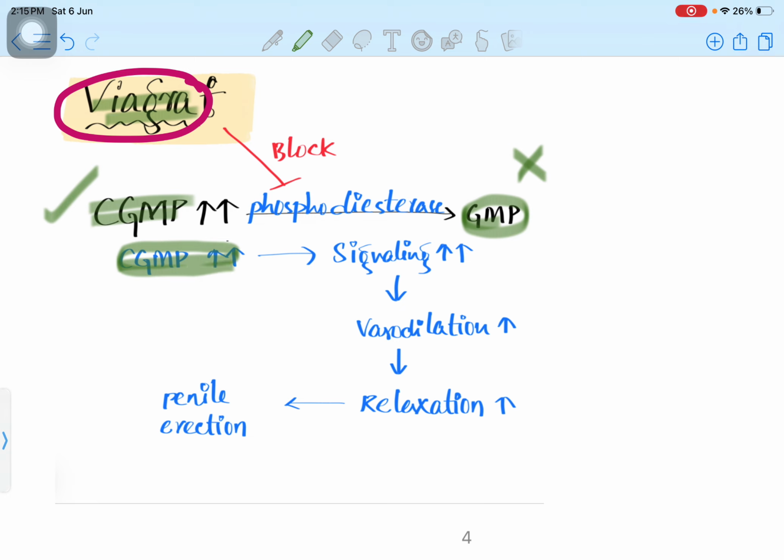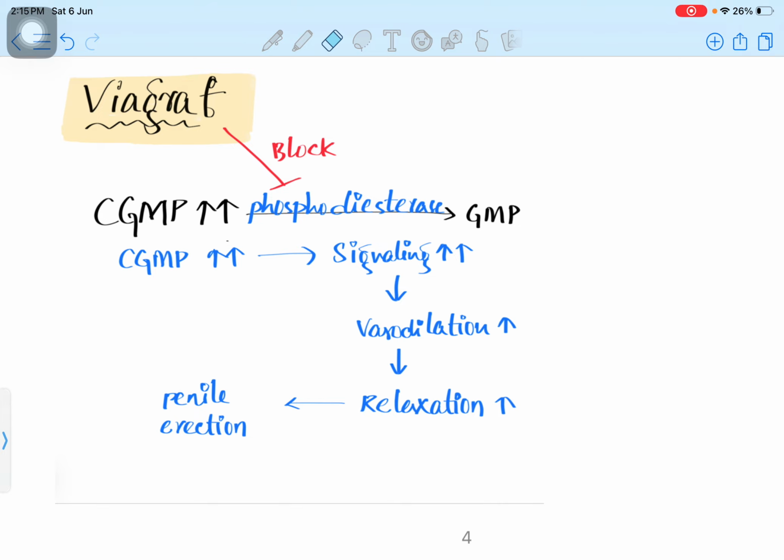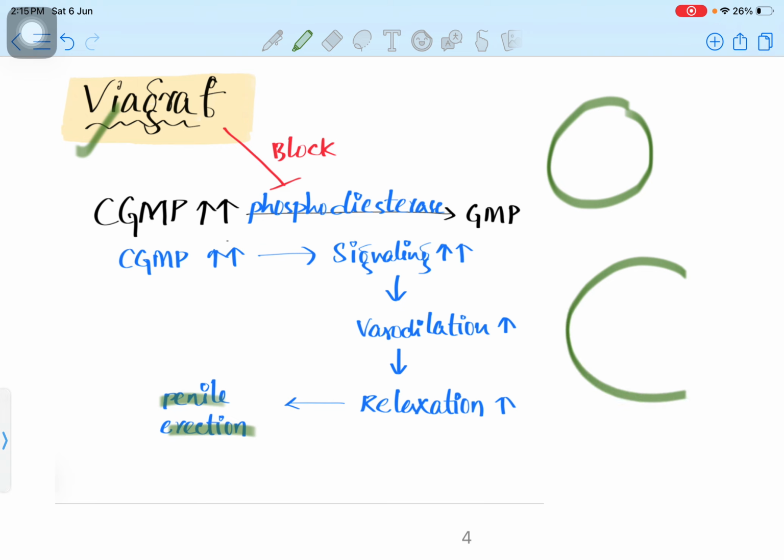Because of this, the concentration of cGMP will increase, so the signaling will start increasing in the penile side. Because of that, vasodilation will happen, and because of that, the relaxation process will happen and penile erection will happen. Whenever a person is suffering with penile erection problems, especially in the male body, the doctor will suggest taking Viagra. And we also need to know there are two things present in our body: vasodilation and vasoconstriction.